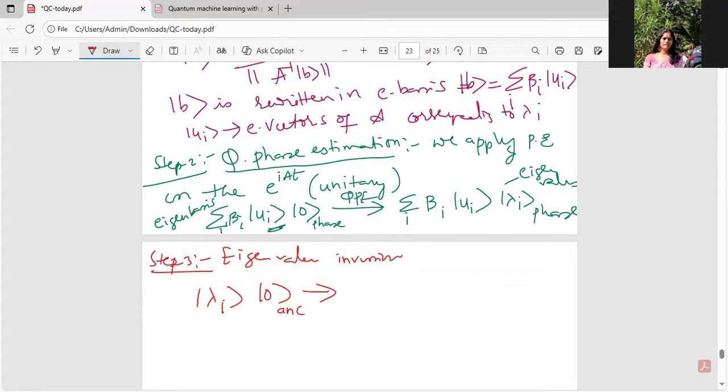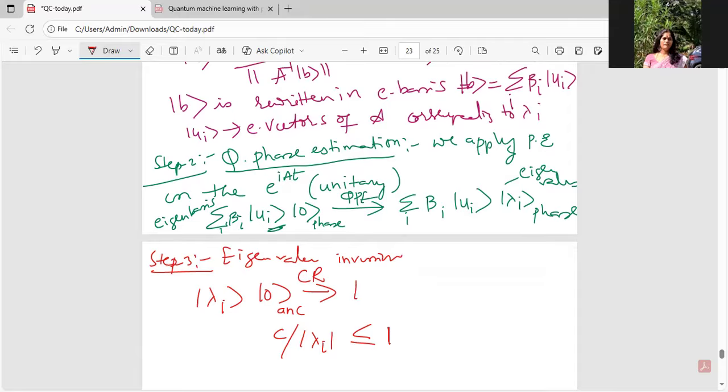And what I will do, I'll perform a controlled rotation. Of course, there is a condition why the controlled rotation is like this. That also I will justify. The condition is that C by mod lambda I value should be less than or equal to 1. Because of which I will perform controlled rotation.